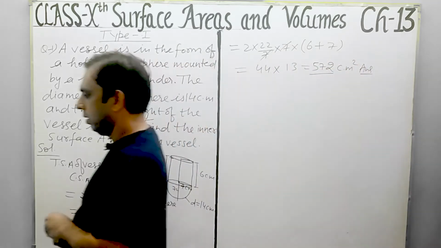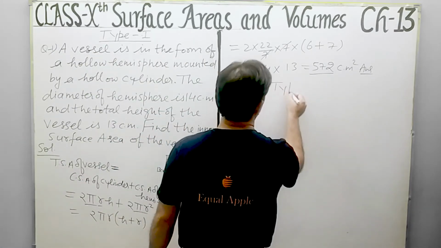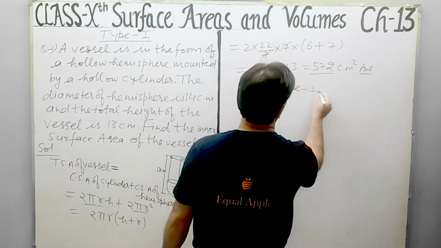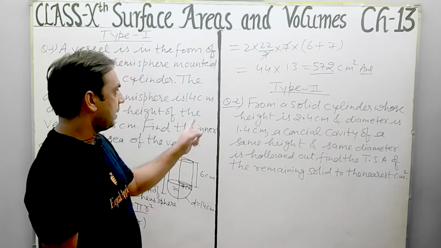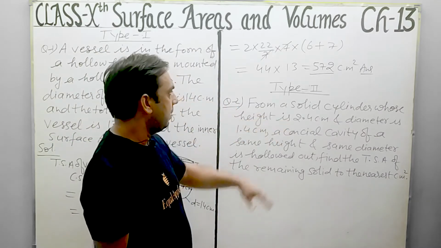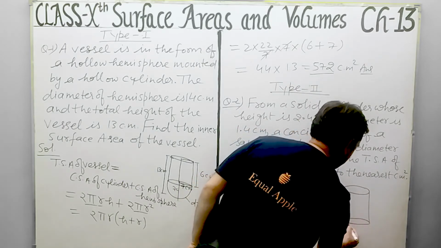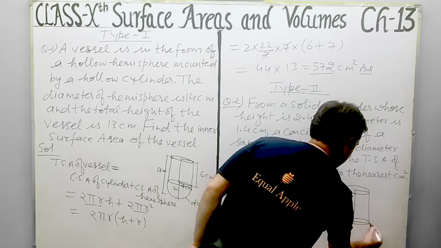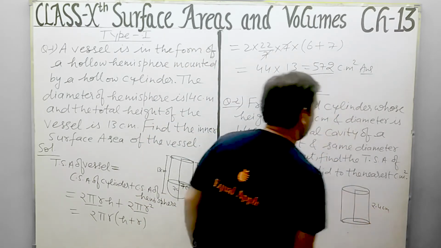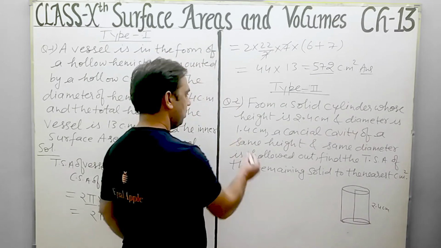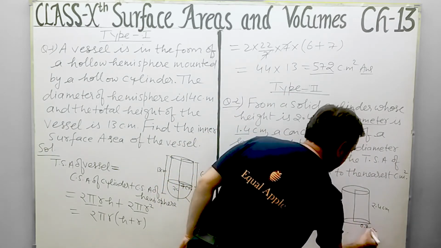Now we will come to the next type of question. So this is type 2. In type 2 question, this is our second type of question, from a solid cylinder. So first we will draw the cylinder, right? From a solid cylinder of height 2.4 cm and the diameter is 1.4. So if the diameter is 1.4, then the radius is 0.7. This is the radius, right?